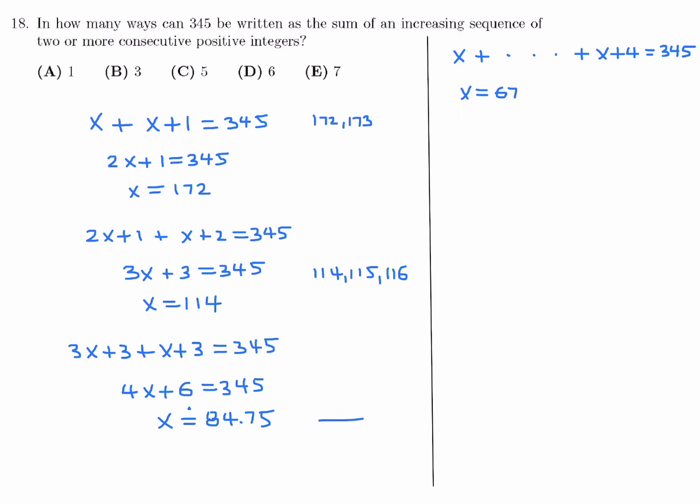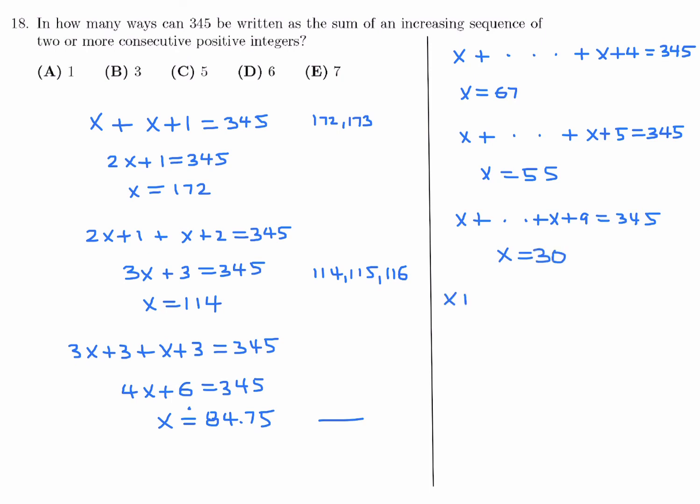And then it also works when you go up to x plus 5, all the way up to x plus 5. That one gives you a value of x is equal to 55. It also works when you go all the way up to x plus 9. That gives me a value of x equals 30.